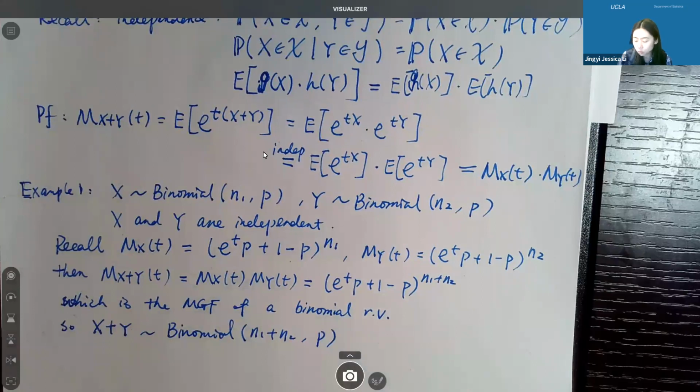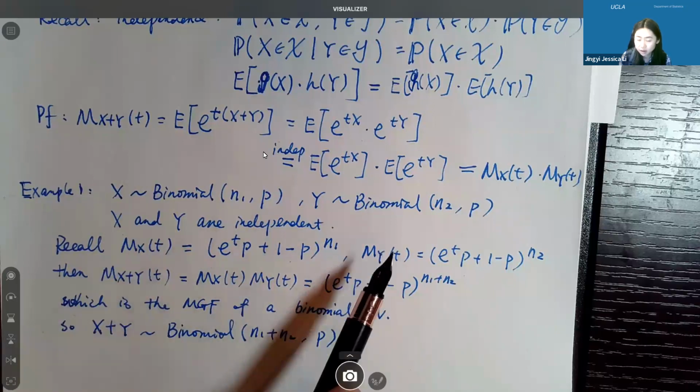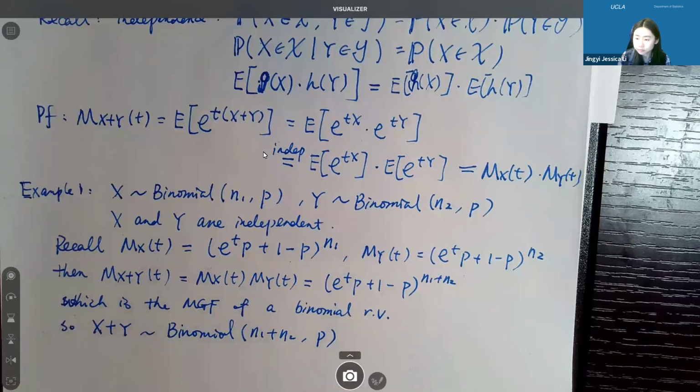So like here, we know what's the distribution of x, which is binomial n1, p. What's the distribution of y, which is binomial n2, p. But we don't know what's the distribution of x plus y. So with this technique, now we are able to tell that x plus y is still binomial, and the total is now the sum of the two totals of x and y, but the success probability stays as p. And intuitively, you can see why this makes sense.